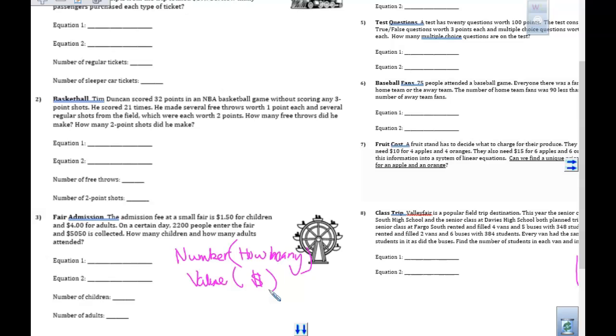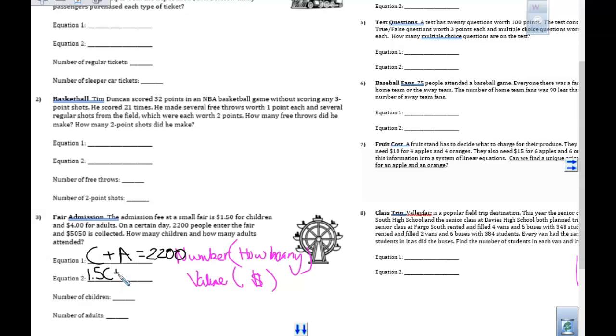If I looked at just the number of people that went, we had children and adults. So C plus A was equal to how many people attended, Jonathan? If we are looking at number 3, that day, how many people entered the fair? 2,200. That's my number equation. So Josh, now I want to look at the value. What was the value of the children's ticket? $1.50. So I'm going to have 1.5C plus.